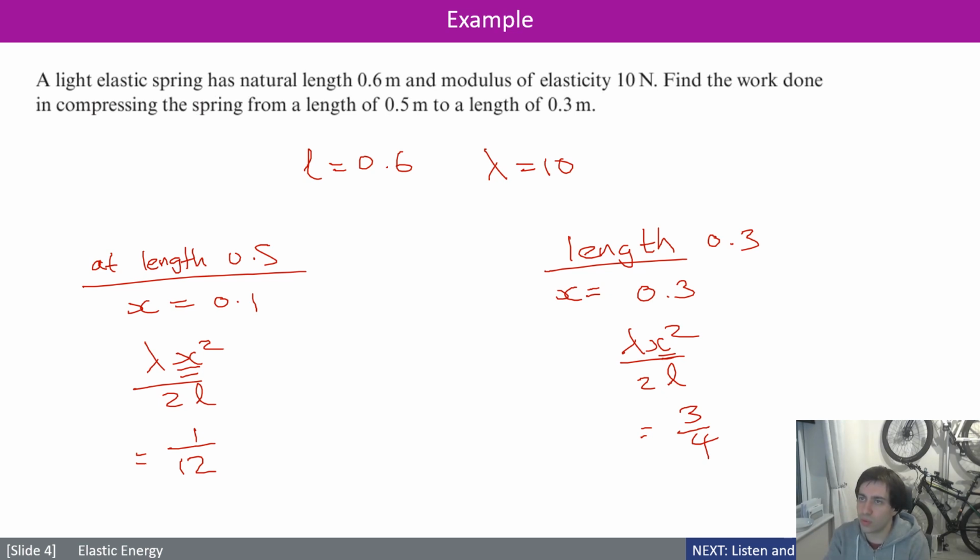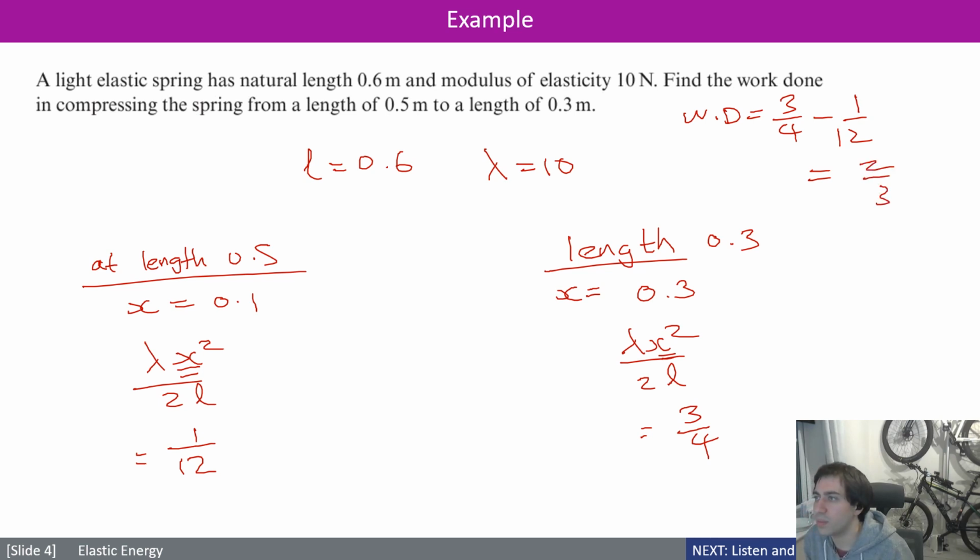So what that tells us is that when it was at length 0.5, it already had this much energy stored. So there was already some elastic potential energy in there of a 12th. And after compressing it further to a length of 0.3, there was now this much elastic potential energy. So the work done only contributed to the difference between those two. So to get the work done, we're going to have to find the difference. And in this case, we get 8 twelfths, 2/3. And that's it. That's the work done. Yeah, 2/3 of a joule in the work.